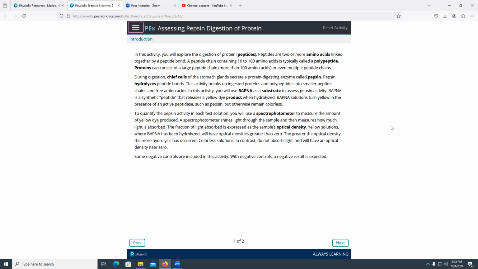That will translate to more light absorbed in the solution and less light transmitted and passing through the solution. So the fraction of the light absorbed is expressed as the sample's optical density. So yellow solutions where BAPNA has been hydrolyzed will have an optical density greater than 0. So the more BAPNA hydrolyzed, the more yellowish the solution, the less light passing through, the more light absorbed, and the higher the optical density.